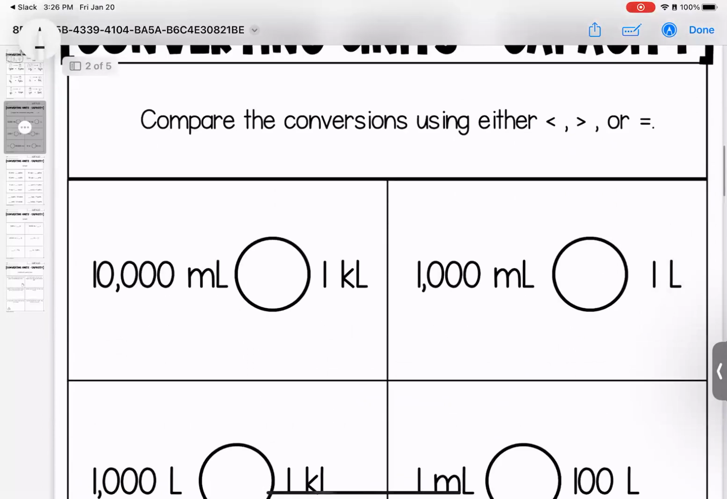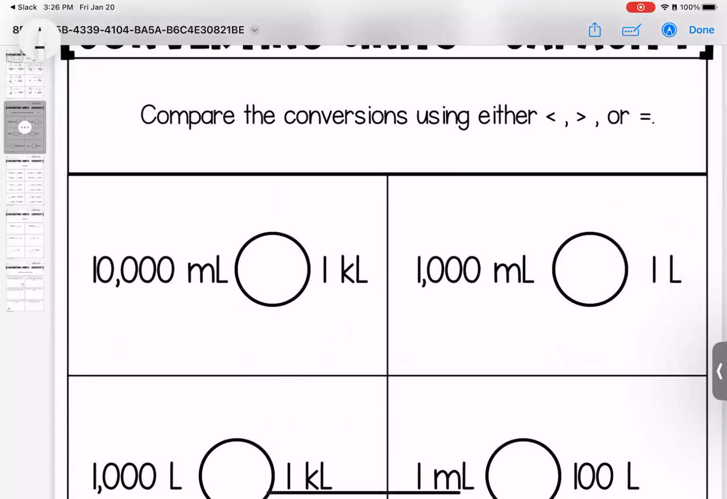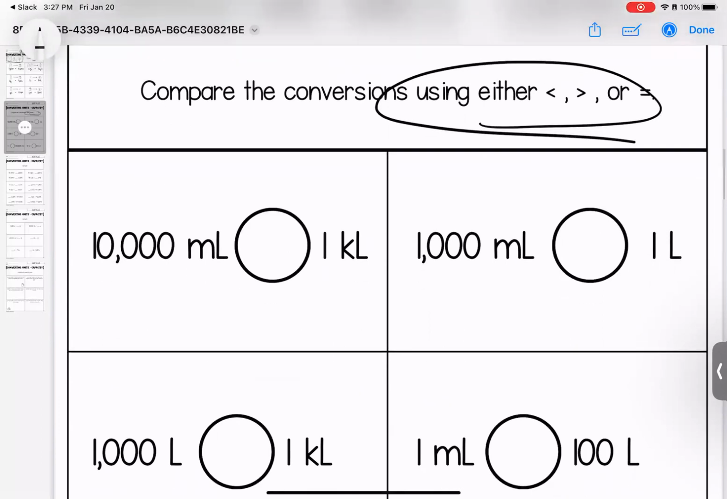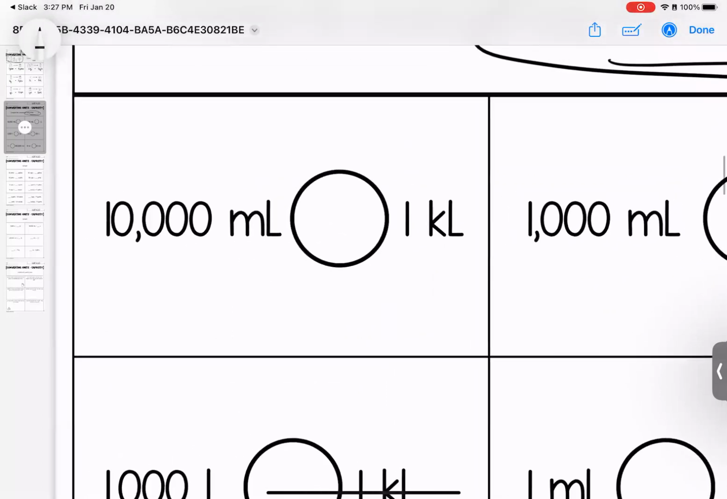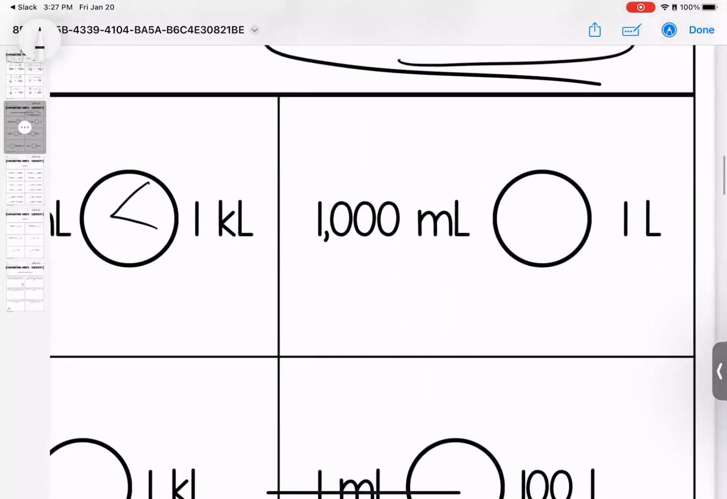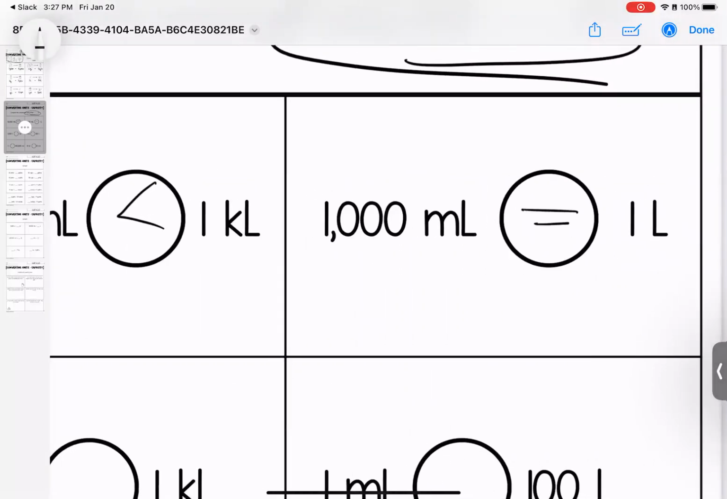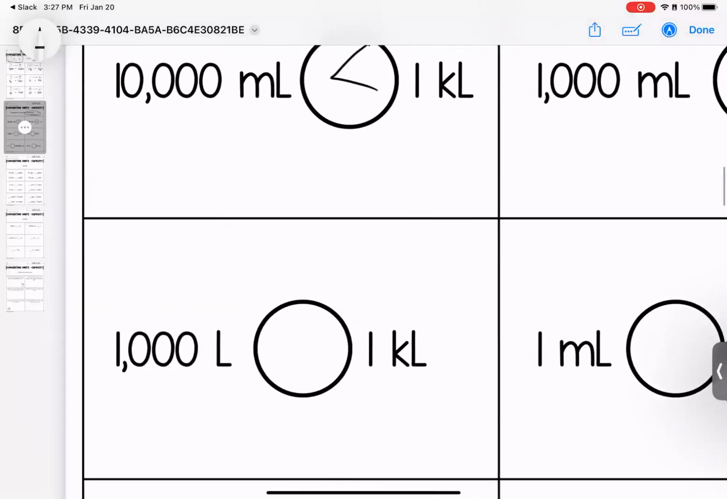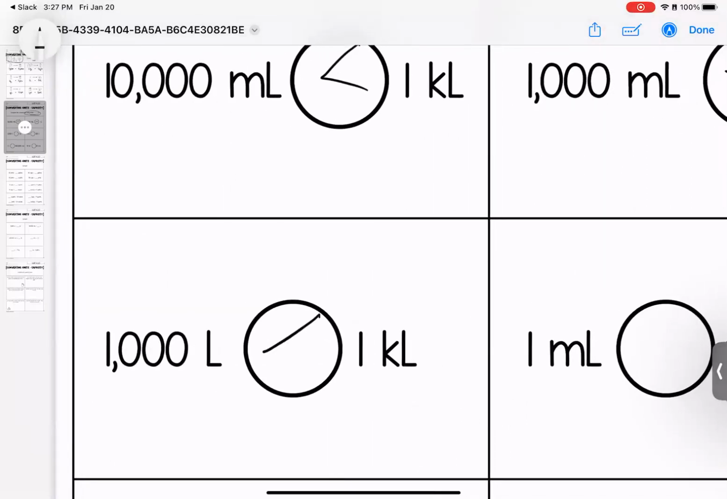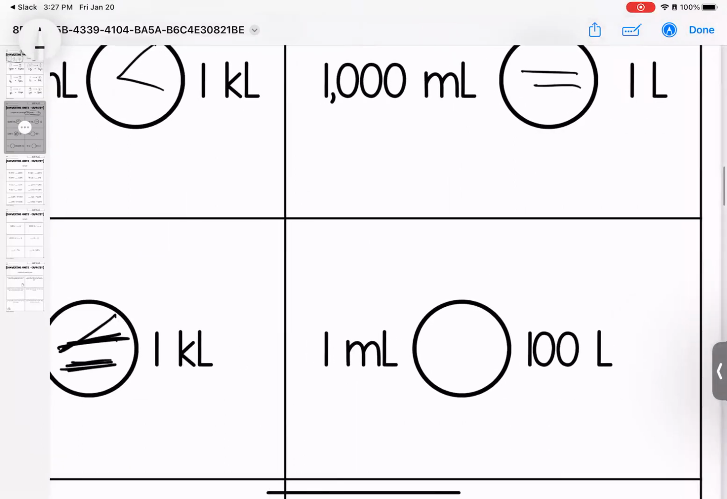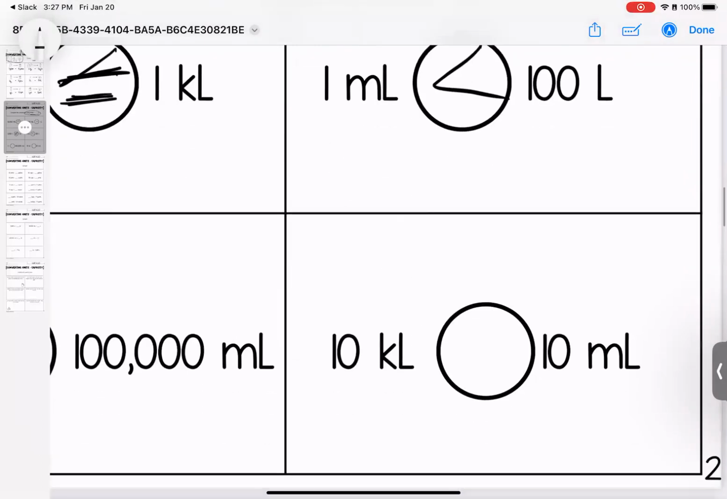All right, doing capacity, this time we are looking at metric, making sure that we're comparing with greater than, less than, or equal to. Remember that metric is base 10, and you can use your printable to help you. So 10,000 milliliters is less than 1 kiloliter. 1,000 milliliters is equal to 1 liter. 1,000 liters is equal to 1 kiloliter.